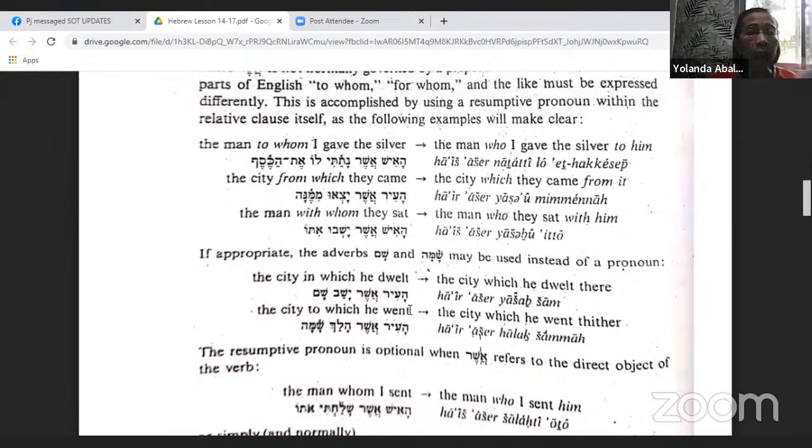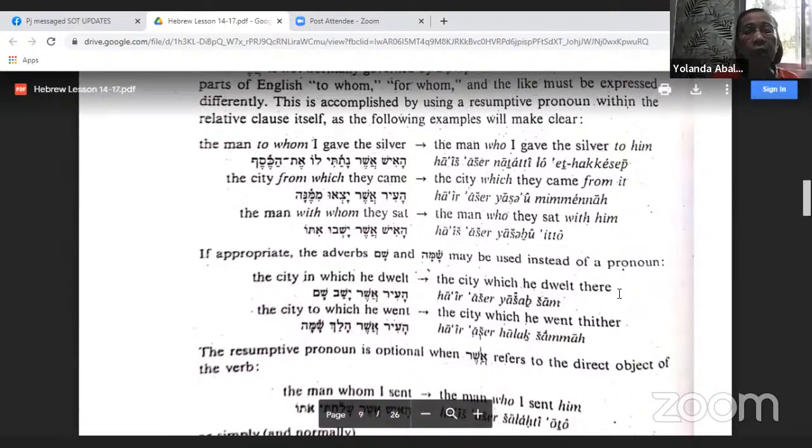Next, we have Ha'ir, Asher, Yashab, Sham. Ano yung Ha'ir? The city. Asher, in which Yashab dwelt. Sham, there. The city which he dwelt there.